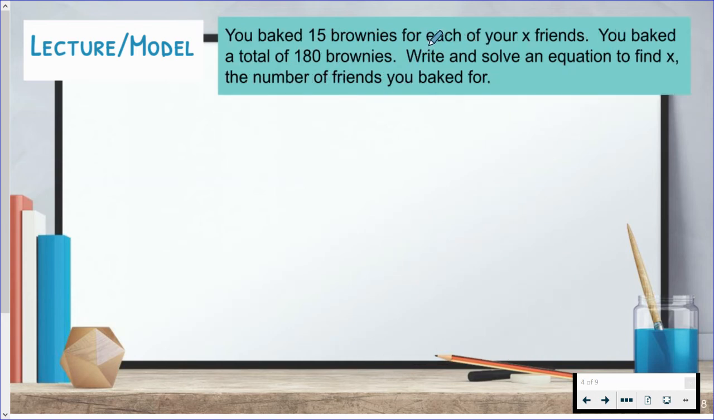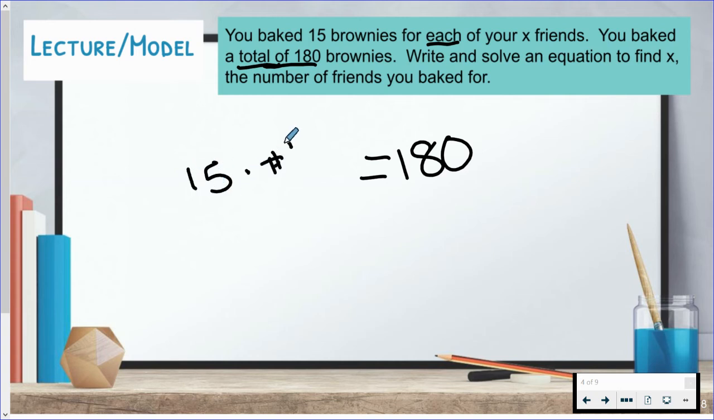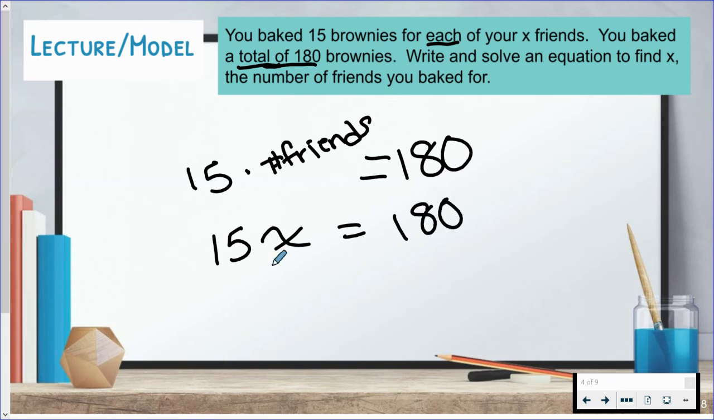You baked 15 brownies for each, that's an important word, of your X friends. You baked a total of 180 brownies. Write and solve an equation to find X, the number of friends you baked for. So we know, and that word total is going to be important too, that the total number of brownies is 180. So we are going to do 15 brownies times the number of friends, right? Because if we had 2 friends, we would do 15 times 2, 3 friends, 15 times 3, and so on. So this is going to be 15 times X, or 15X, equals 180.